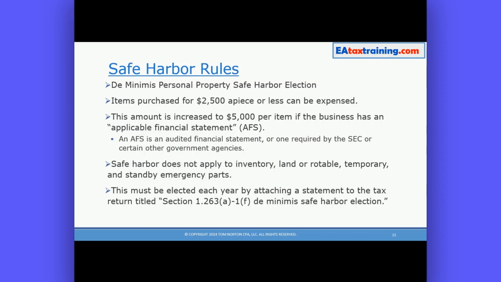And you will basically say this taxpayer is electing the section 1.263(a)-1(f) de minimis safe harbor election. And you can add a little bit more to it, but you can go out and do a search on the internet for exactly how to word this statement, but that statement needs to be attached every year that you want this safe harbor to be applicable.